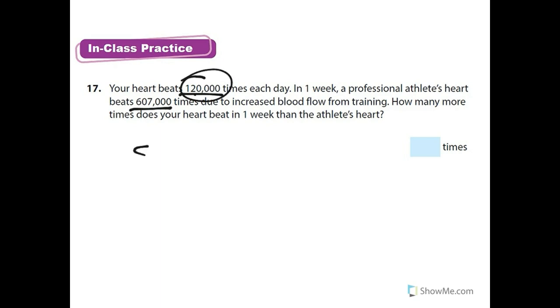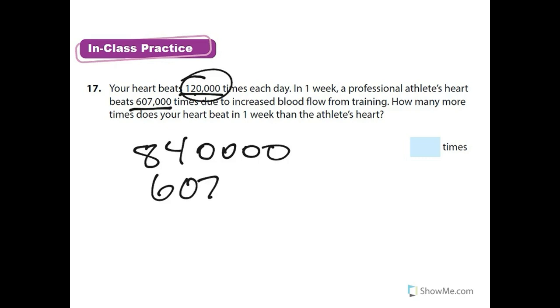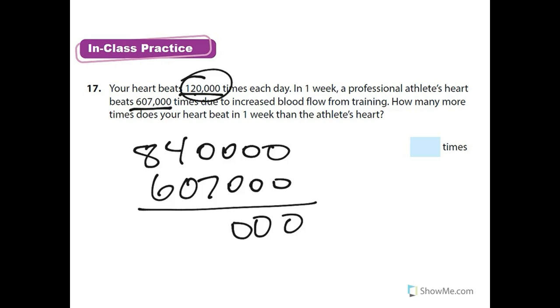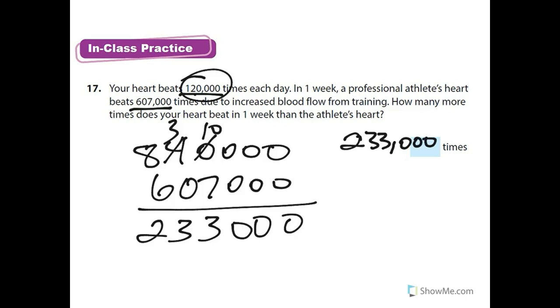12 times 7 is 84. Add those 4 zeros. All right, and that's 607,000. So we're going to subtract those numbers. 10 minus 7 is 3. 3 minus 0 is 3. 8 minus 6 is 2. So 233,000. Your heart beats 233,000 times more in a week than a professional athlete's heart. Yeah, they're in really good shape.